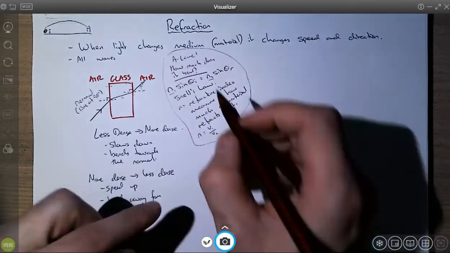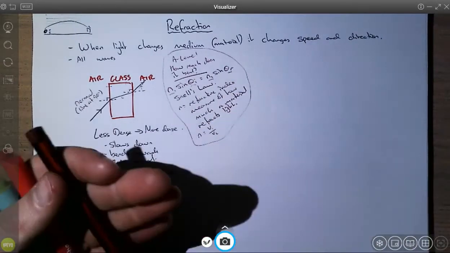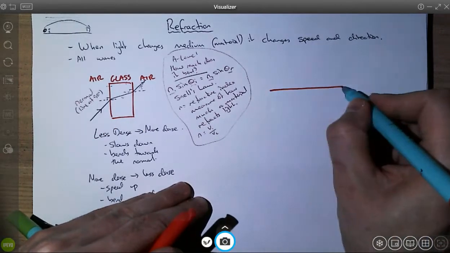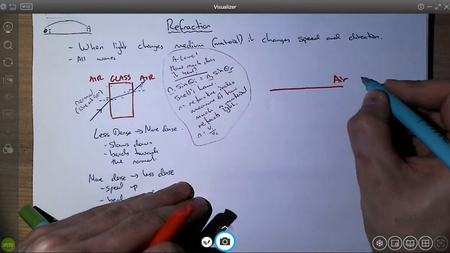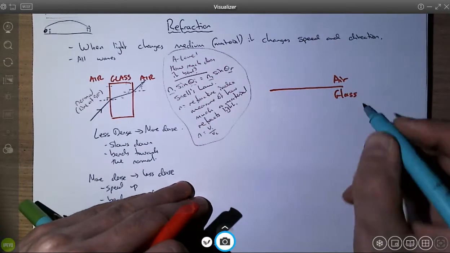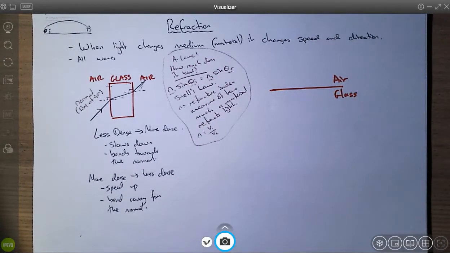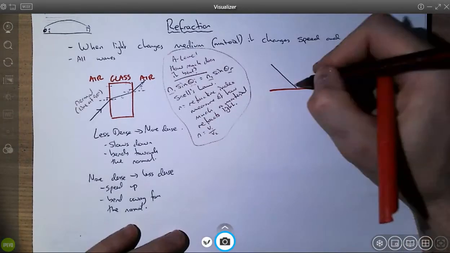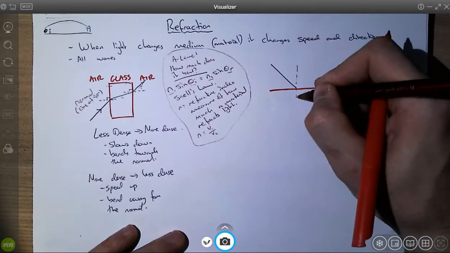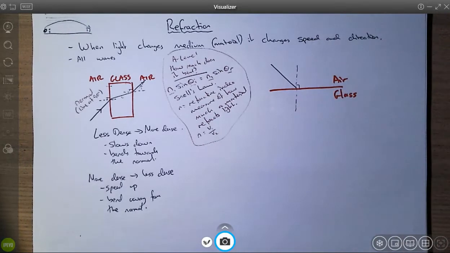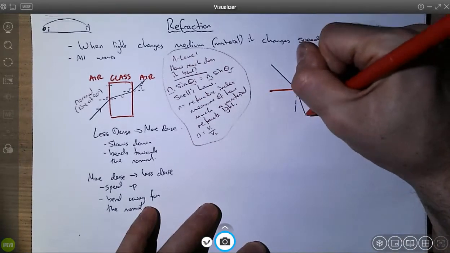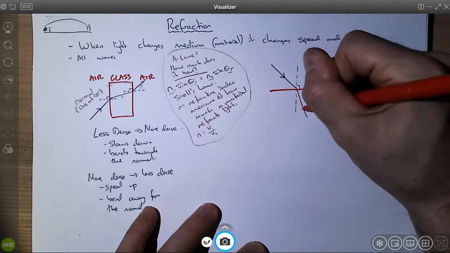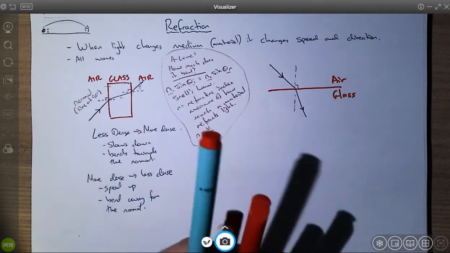Now, of course, we need to know what these angles actually are and what they mean. So let's look at another very important diagram. So here again, let's say we've got air and we've got glass. So we know what's going to happen. The light ray is going to come in. We're going to draw our normal at 90 degrees, and it's going to bend towards the normal. And we should always put arrows on just to show which way it's going, just because it's quite helpful.